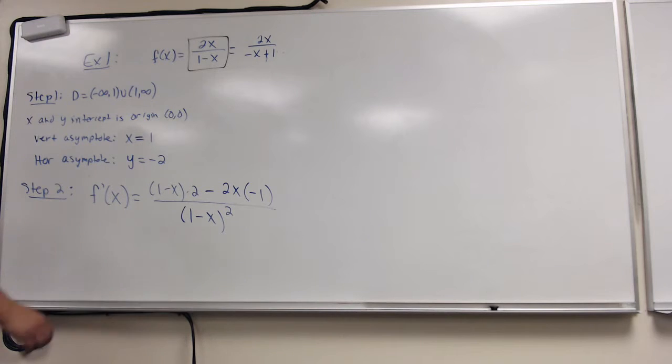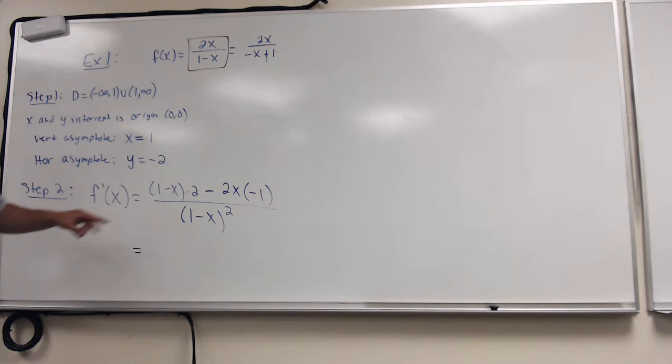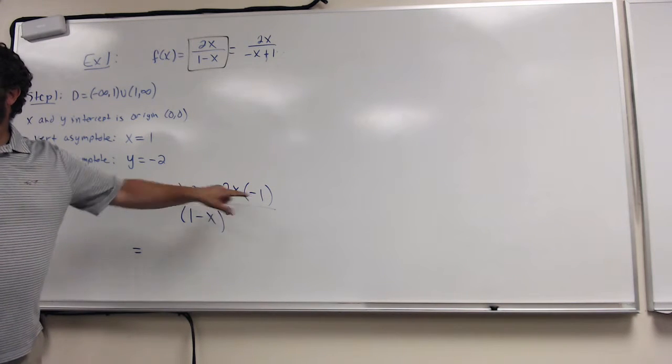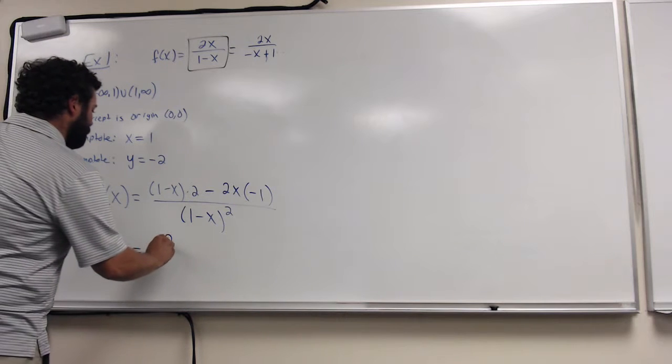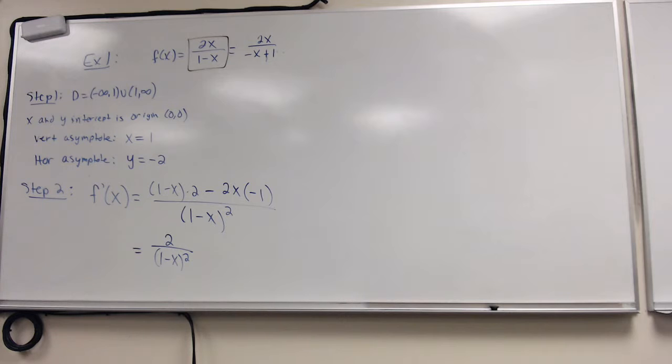And let's see what this will simplify to. Actually, I don't think it's too bad, because you're going to get a minus 2x here, and that's just a plus 2x. So I think this is just 2 over 1 minus x squared. So we didn't have to actually factor anything there. You can just simplify the numerator.